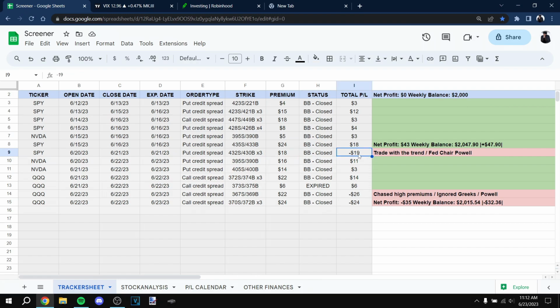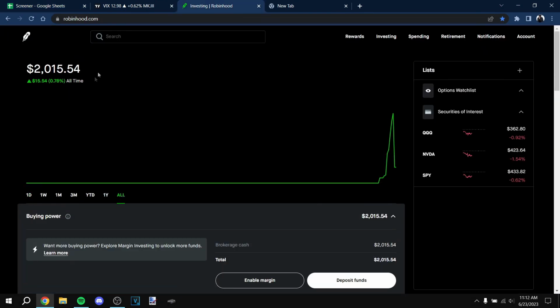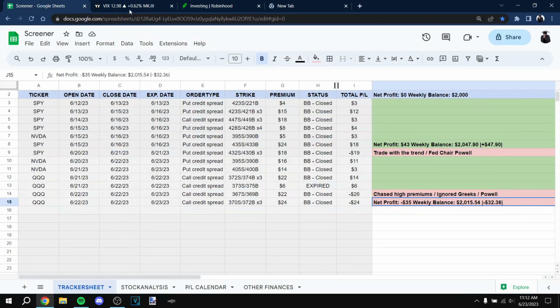So okay, I don't think I need to go through these numbers once again, because this isn't adding up. Because I had $18, so that would only have been -1. Okay, whatever. But the weekly balance still matches up. As you can see here, I ended off with 15.54, and if I go to all time, 15.54. Oh my god, last week I was up like 4%, bruh.